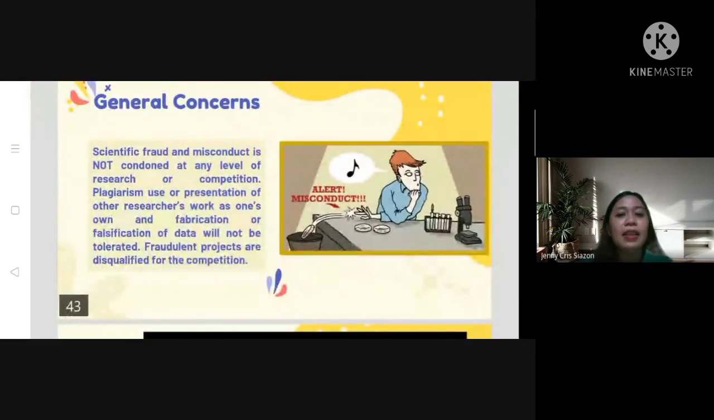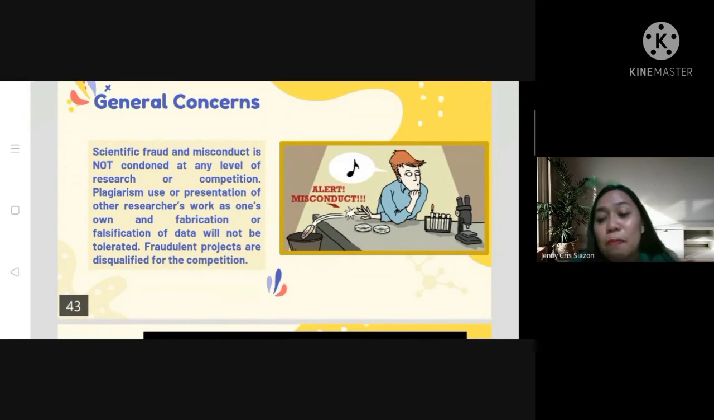And then, general concern, ito ay napaka-importante, no? Iwasan natin ang scientific fraud and misconduct. So it is not condoned at any level or of research or competition. No, yung ano ba to? Ano ba to? Yung minamanipulate mo yung resulta ng research mo para lang maging maayos yung outcome, no? Tinatapon mo yung mga maling result, no? Sineset aside mo, hindi mo ini-include sa research. So, hindi maganda yon kasi ito ay part of scientific fraud.